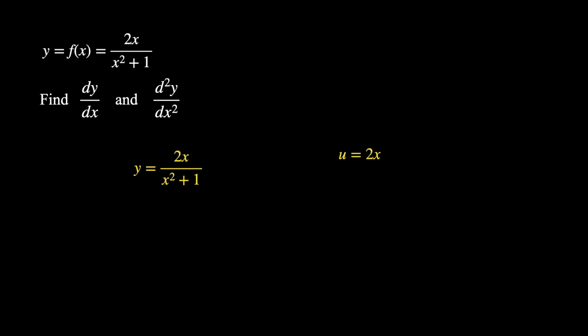First, we introduce u equals 2x and v equals x squared plus 1. Then we can express y in terms of u and v. We see that y is in the form of a quotient. Therefore, we can use the quotient rule.